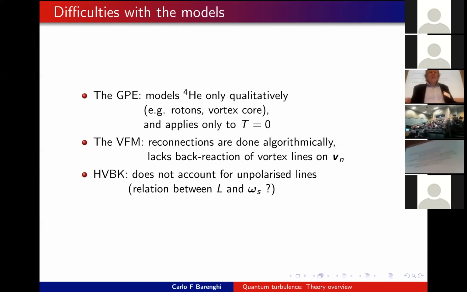what we've done. So we have these three descriptions: the Gross-Pitaevskii description, microscopic; the mesoscopic, the vortex filament method; then the Hall-Vinen-Bekarevich-Khalatnikov equation. So each description has its own difficulties and problems. For example, Gross-Pitaevskii does not model liquid helium. It lacks important features. If you look at the excitations of a uniform state, you find phonons, but you don't find rotons.